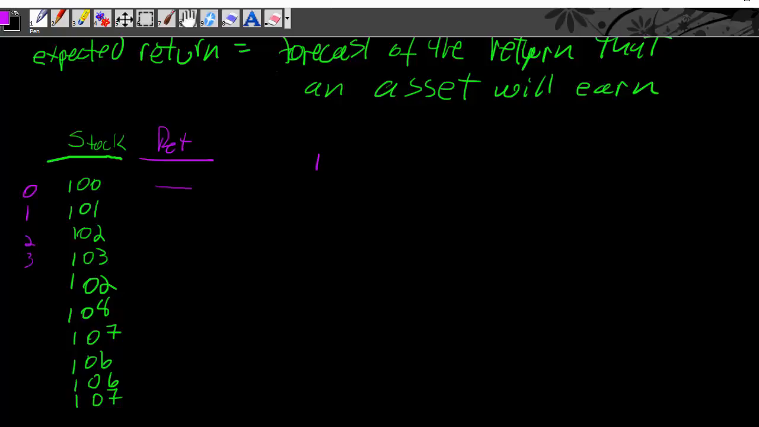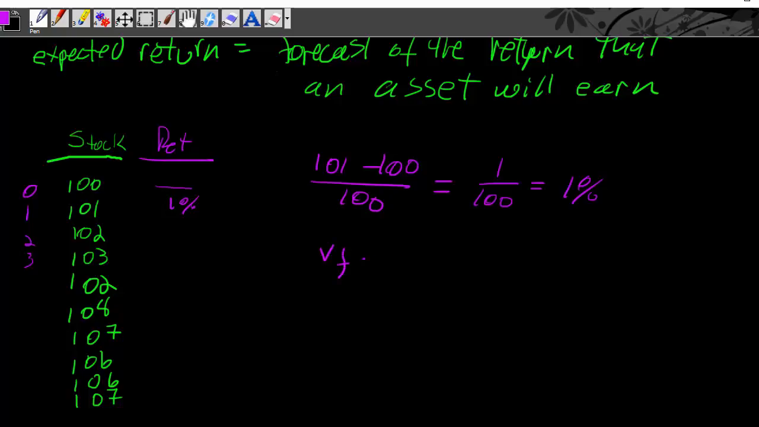In the case of time period 1, this guy is going to be 101 minus 100 divided by 100. And that's going to give me 1 over 100, and that's about 1% return. So in the course of year 0 to year 1, or month 0 to month 1, whatever, it's going to be a 1% return. Does that make sense? This is nothing more than what we've studied in the past. This is final value minus initial value divided by initial value.